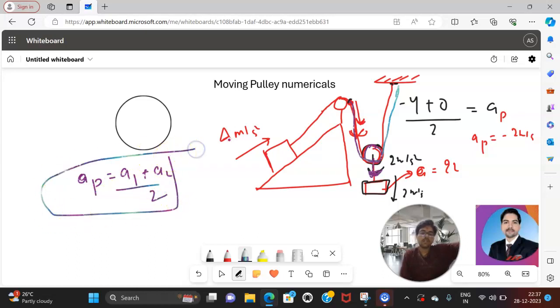Always put the values with sign. What is A1? A1 is the acceleration of an end point of the string. What is A2? A2 is the acceleration of the other end point of the string. AP is the acceleration of the moving pulley.